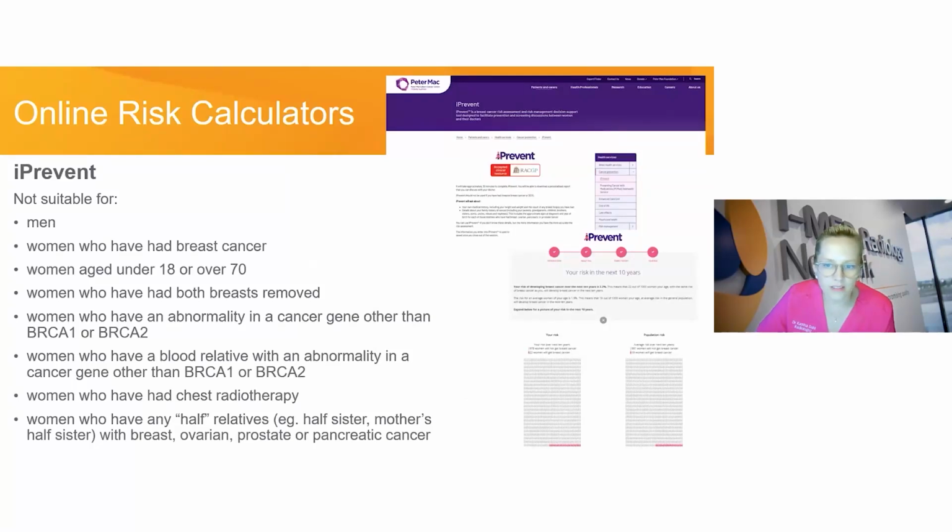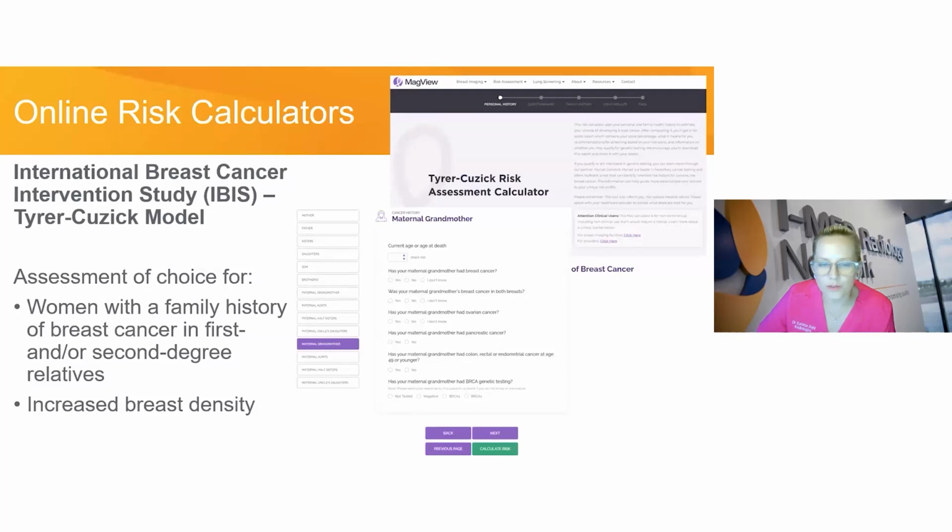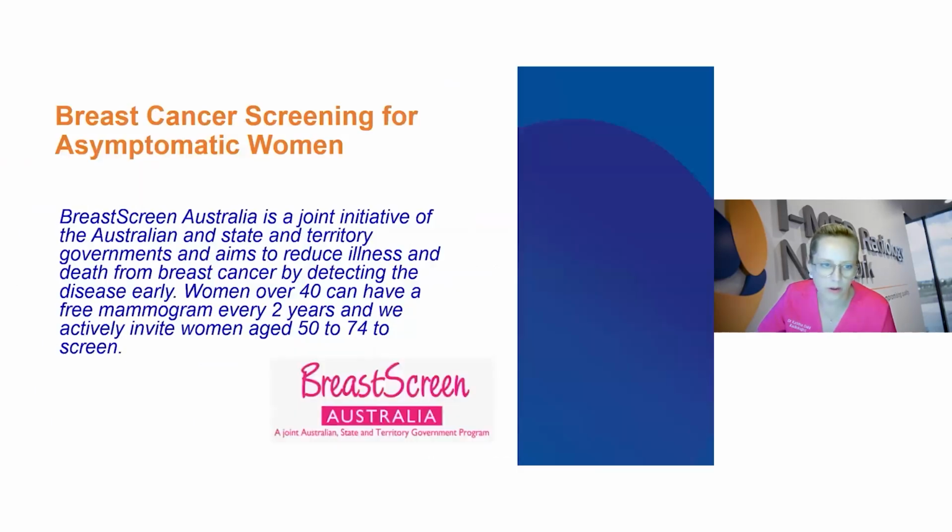So iPrevent is the first option, and then the trickier, longer risk calculator is IBIS, or the Tyrer-Cuzick model. There are a number of online platforms that patients can access. It's trickier as clinicians. They block our IP addresses if we use them in clinic. So we can purchase these for clinical use in high-risk clinics. And it's the assessment choice with women who have a family history of breast cancer in first or second degree relatives, increased breast density, and any kind of weird and complicated background.